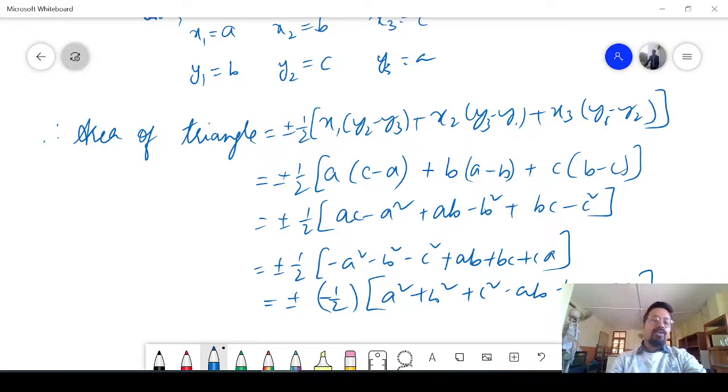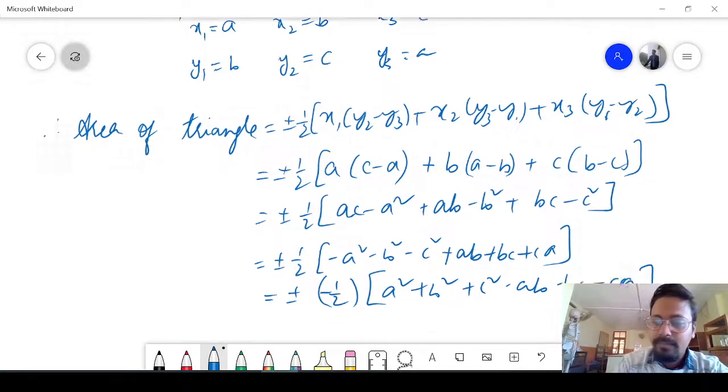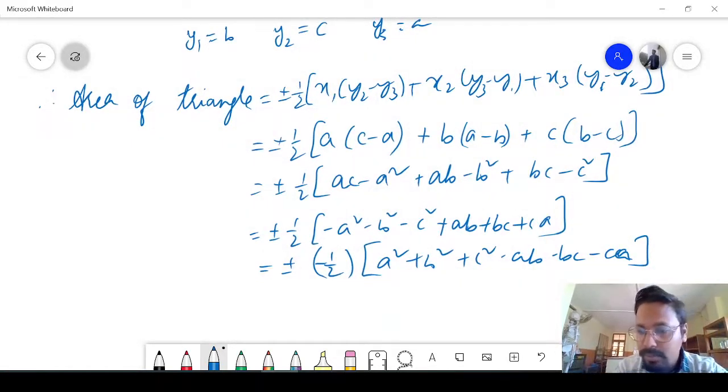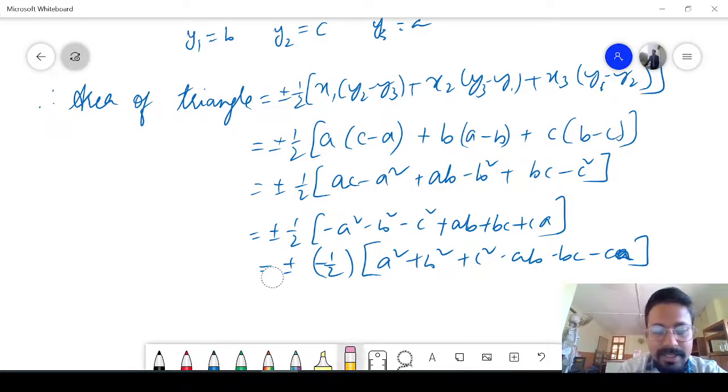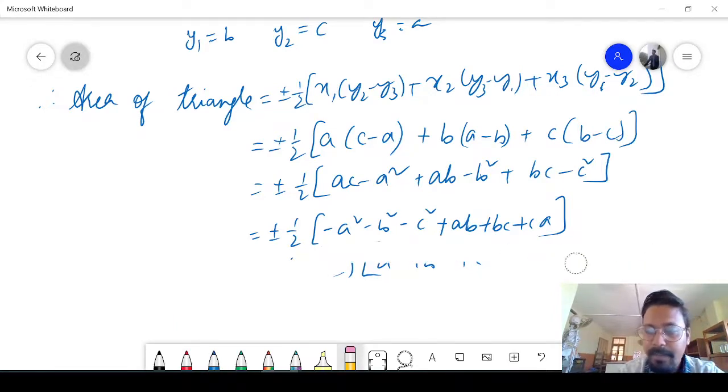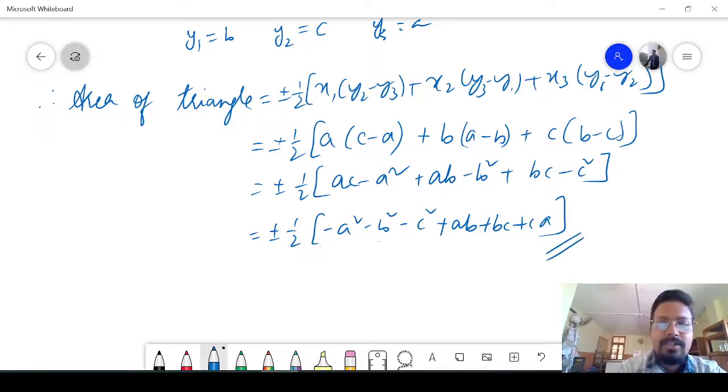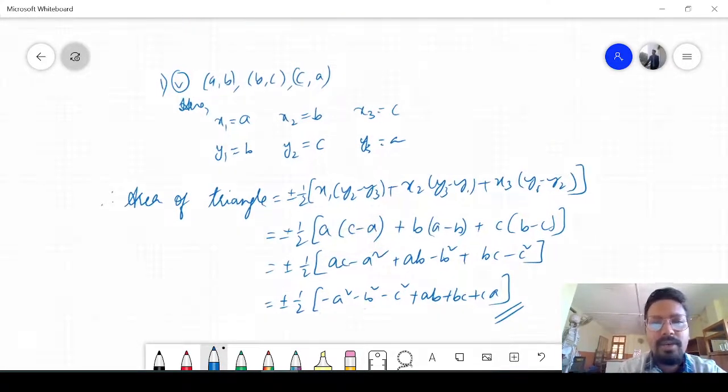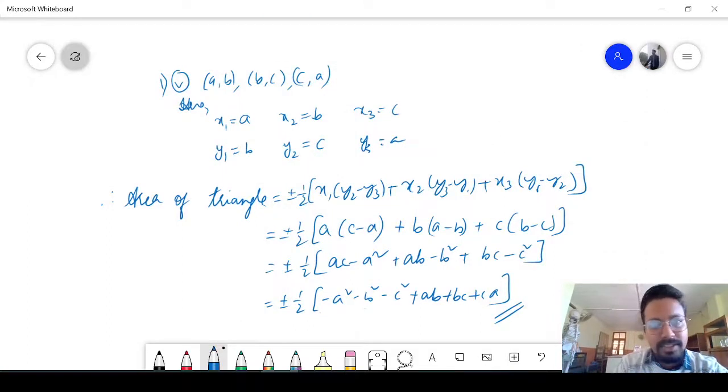Okay, so now we don't know what the values of a, b, c are, whether they will be positive or negative, we don't know. So as a result, rather than writing the plus minus statement, it will be better to keep it here. So this is the area of the triangle. Since you cannot calculate any further, this is the answer that we have.